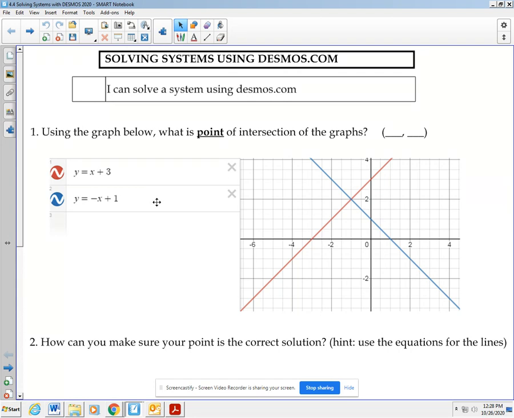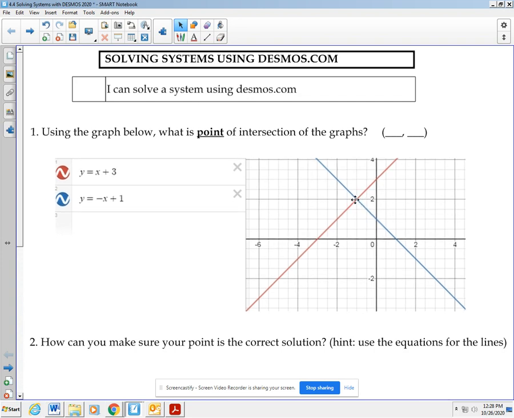Okay, if you look at the problem we have for you, y equals x plus 3 and y equals -x plus 1, we have two equations. Now, if you graph it, the two lines intersect, and the intersection is the solution. So where do they intersect? If you look at the graph, they intersect over here, and the intersection is -1, 2.